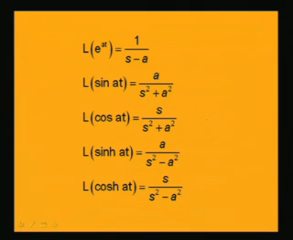Laplace transform of e to the power a t equal to 1 by s minus a, Laplace transform of sin a t equal to a by s square plus a square, Laplace transform of cos a t equal to s by s square plus a square, Laplace transform of sin hyperbolic a t equal to a by s square minus a square, and Laplace transform of cos hyperbolic a t equal to s by s square minus a square. So, you may remember that for these two trigonometric functions, sine and cosine, the denominator is s square plus a square, and when you are using a hyperbolic function, the denominator contains a minus sign.